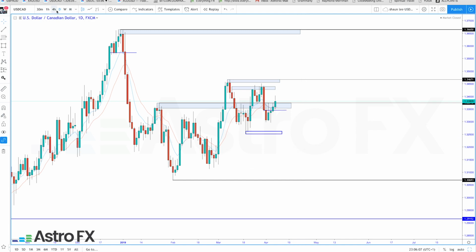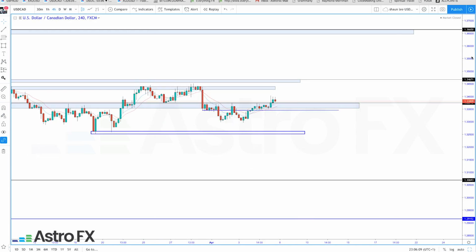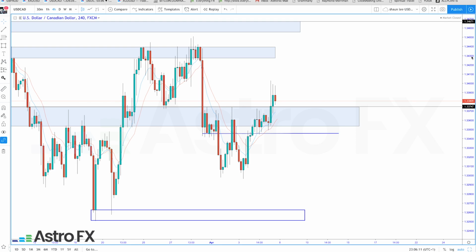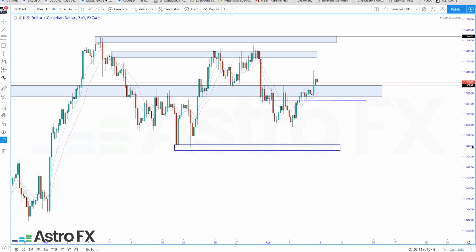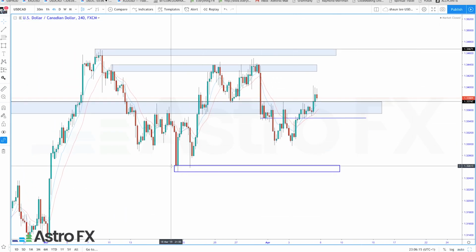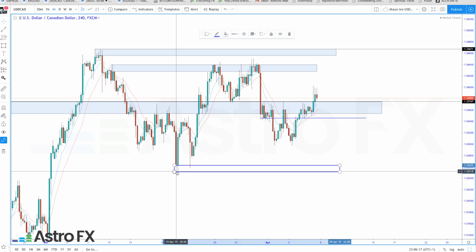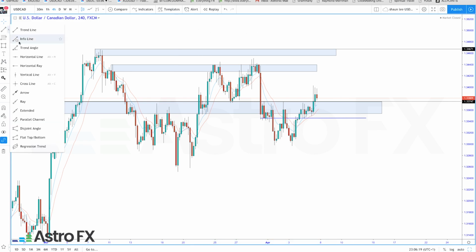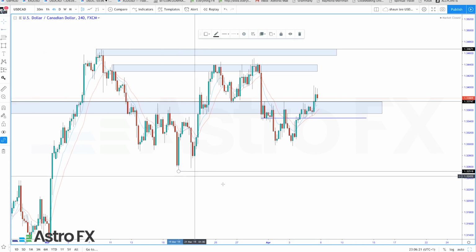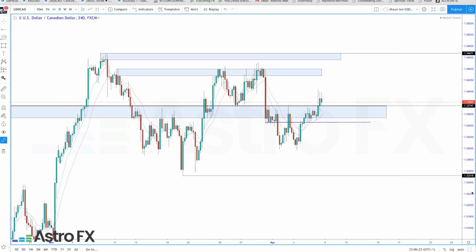Let's go into the 4 hourly. On the 4 hourly, we can clearly see I had this zone marked on. I should change the box color, but for now, I'm just going to leave it at that. Horizontal ray at the base, 1.3250, psychological key handle right there.